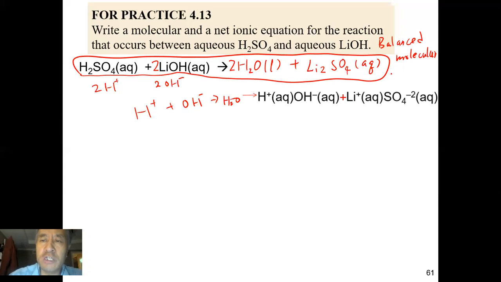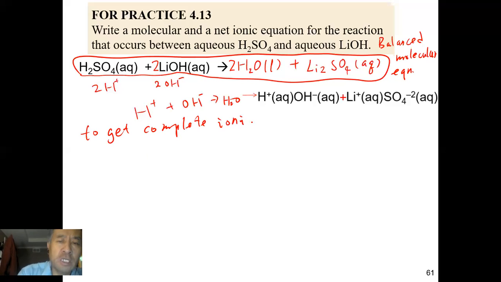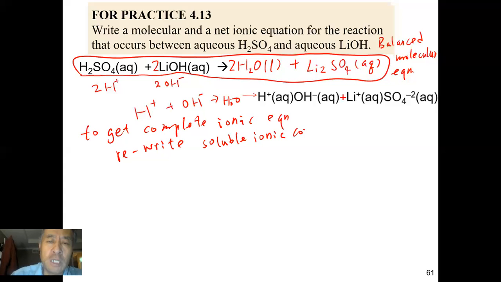And to get the net ionic equation, you have to go through the middle step, which is the complete ionic equation. To get the complete ionic equation, remember what we did. Let's write it in more detail: rewrite soluble ionic compounds as ions, and also rewrite strong acids as ions.